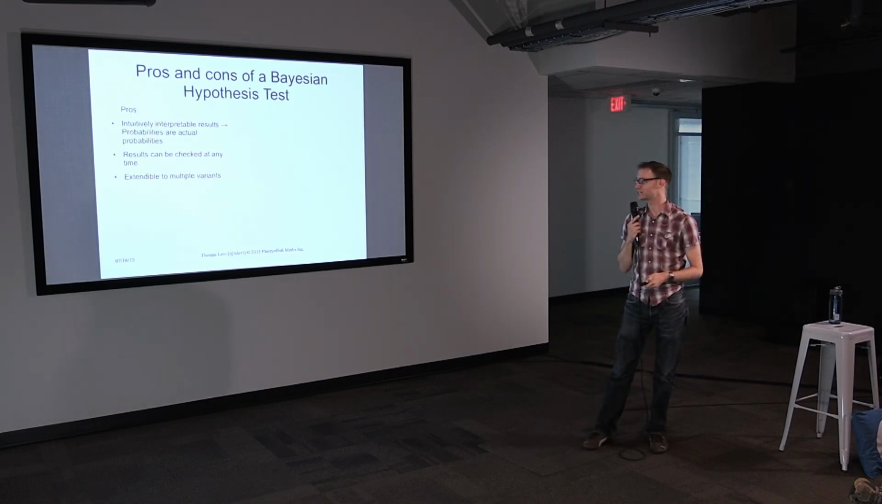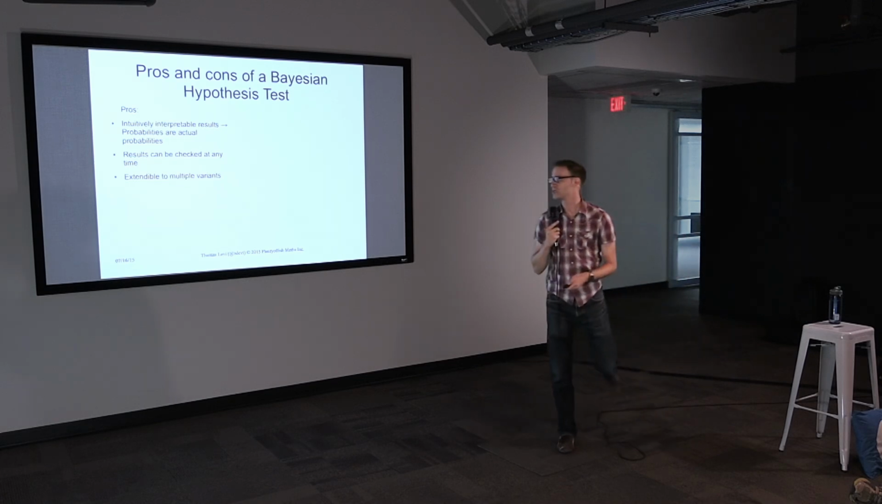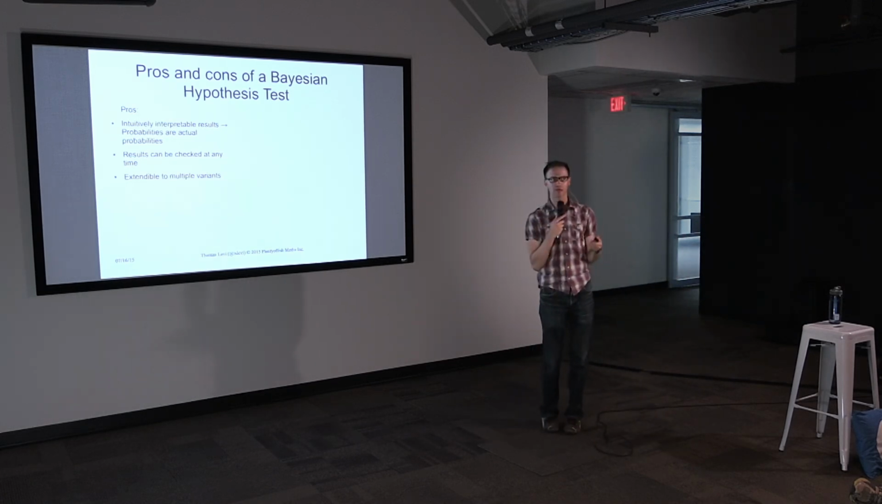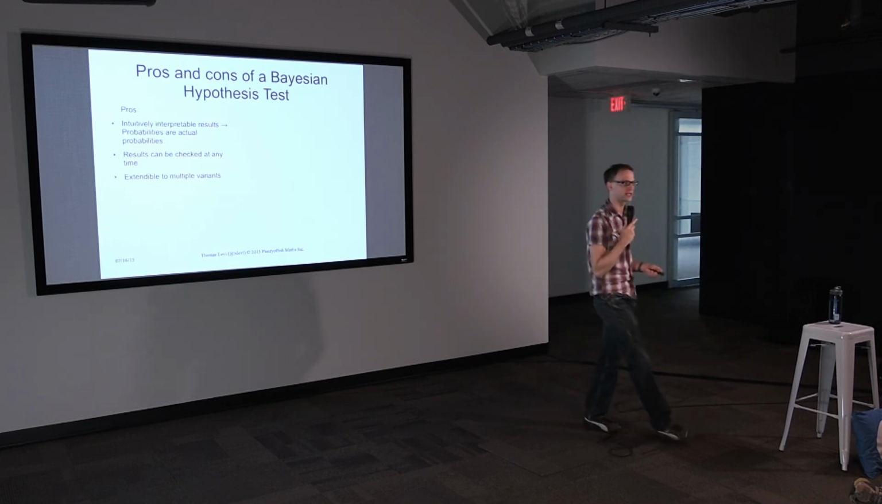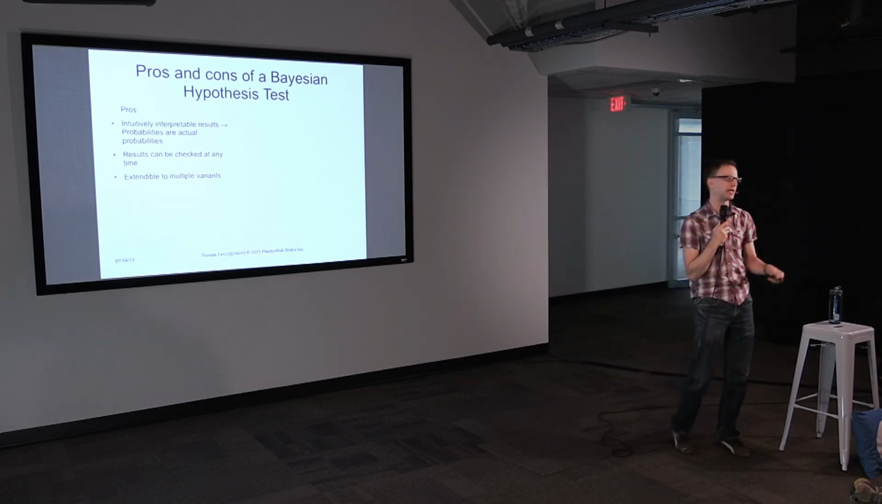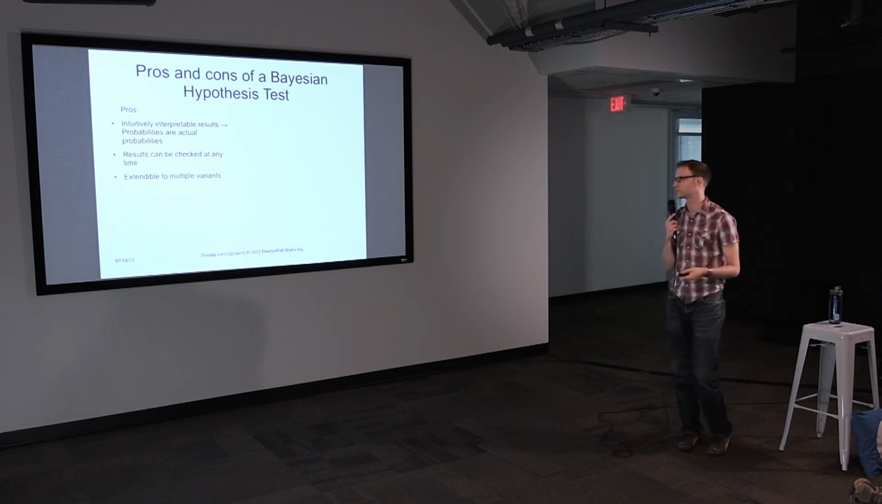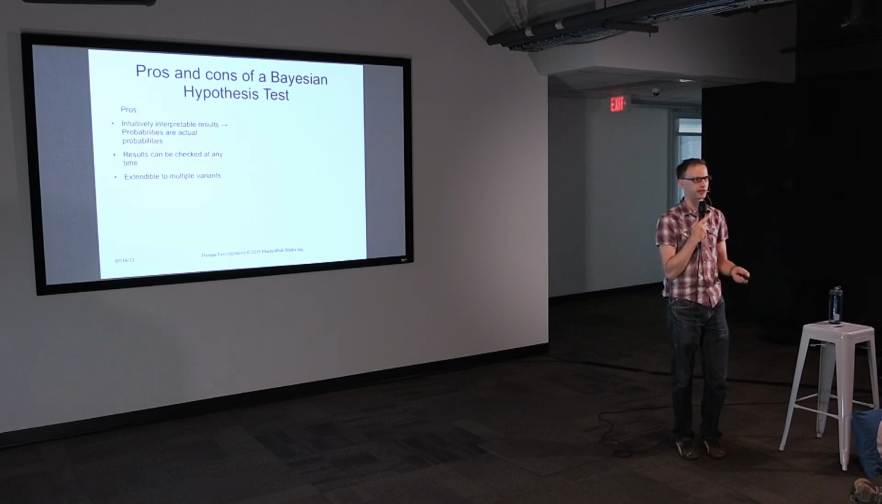So the pros of this are that it gives intuitively interpretable results. The probabilities are actual probabilities. You can check the results anytime you want. It's a sequential test. You can shift things around. You can say, well, now I only care about 80% confidence, and you don't bias yourself. You can extend it to any number of variants you care about, and it's all good.